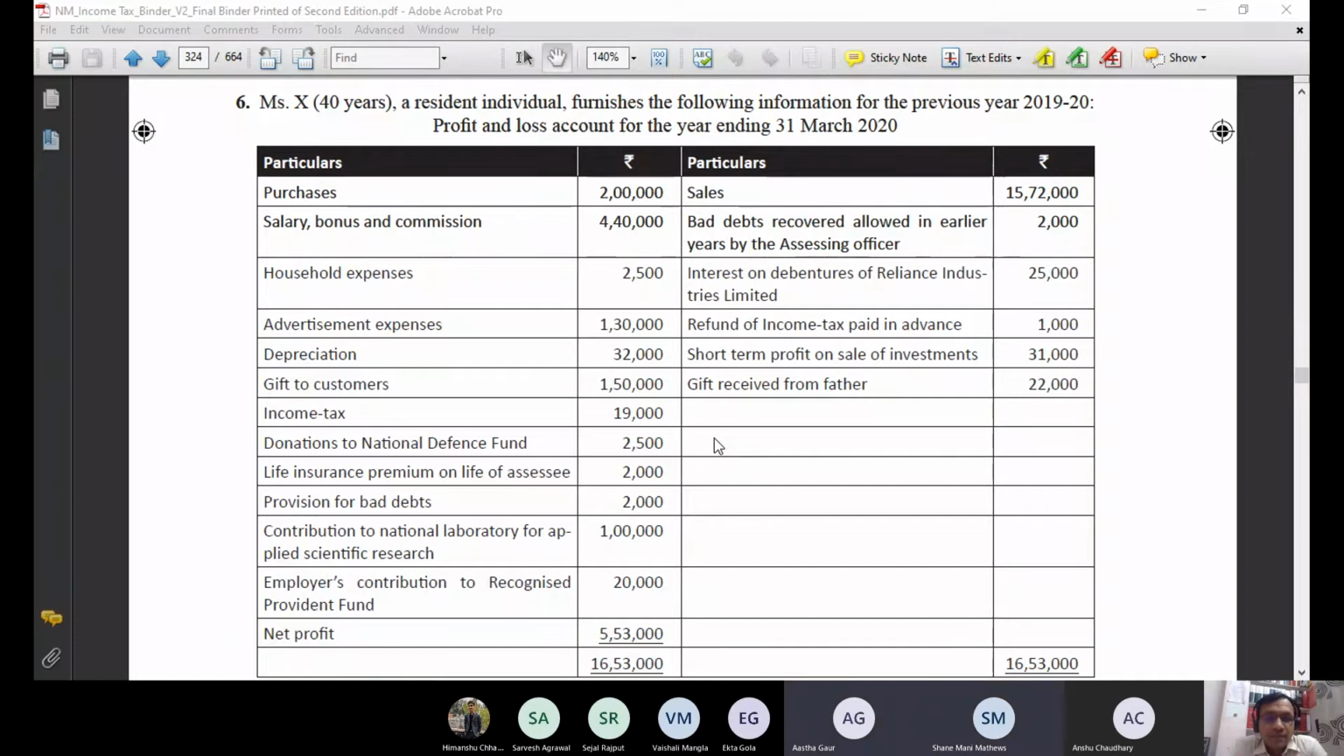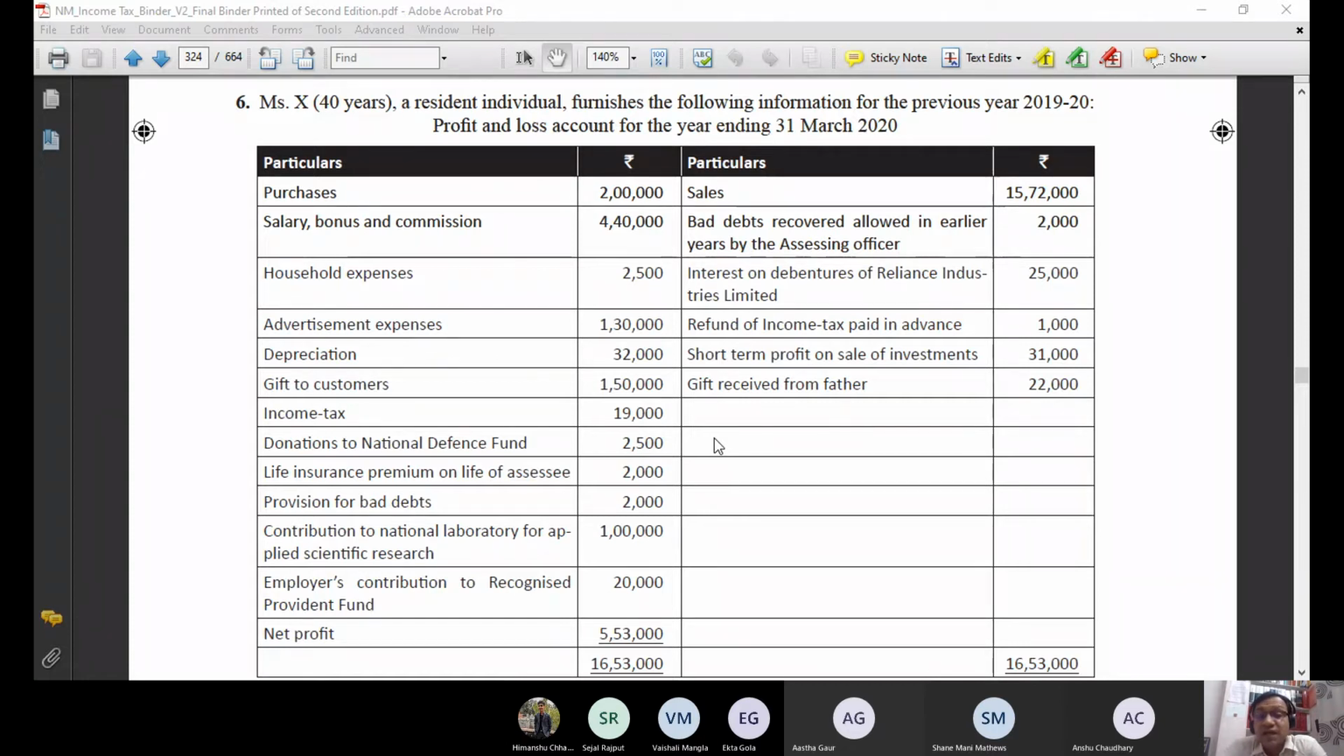For approved gratuity fund. A provision for gratuity fund, approved or unapproved, because unapproved gratuity fund is also allowed in some cases. So you can say that if this provision is for gratuity fund, then it can be allowed. I have to check section 40A subsection 7.